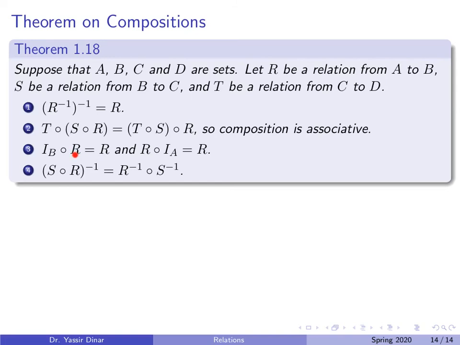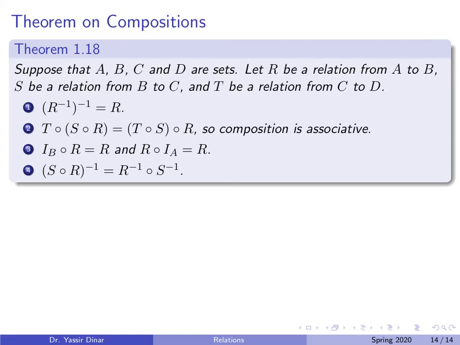Note that the relation R is a relation from A to a set B, so we can do the composition of the relation R with the identity relation on B, and the theorem says that this composition is the relation R itself. Also, R is a relation from the set A to the set B, so we can have the composition of the identity relation on A with the relation R, and the theorem says this composition is the relation R itself.